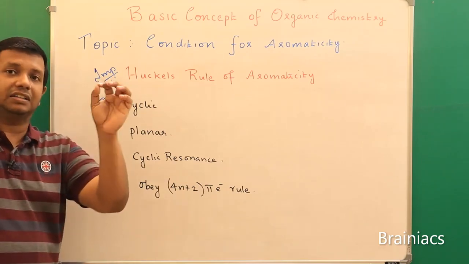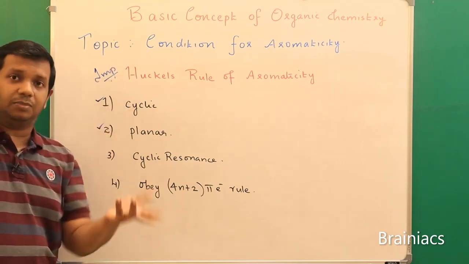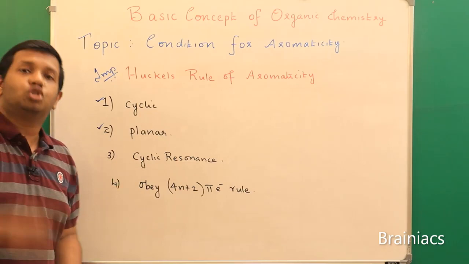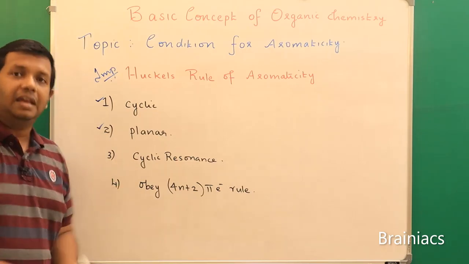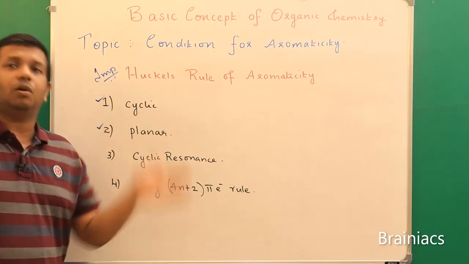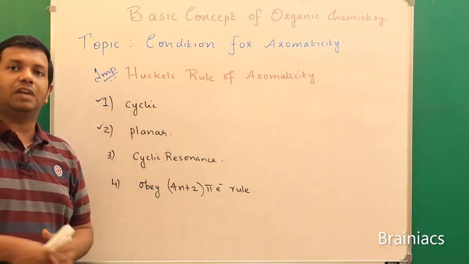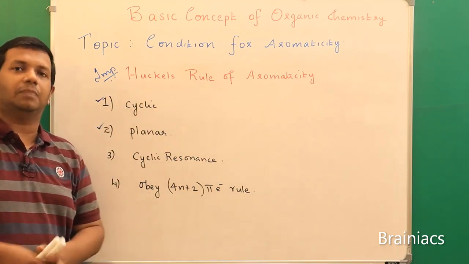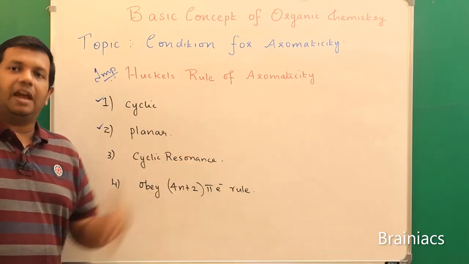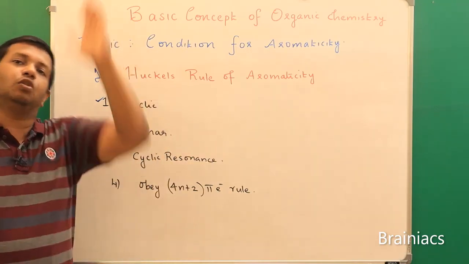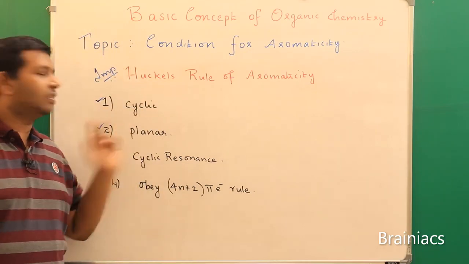that is, the carbon atoms or the atoms connected in the ring structure should lie in a single plane. That plane can be an inclined plane or horizontal plane or vertical plane, but it should be in one plane. It cannot be like one of the carbon atoms is in a vertical plane and the other carbon atom of the structure is in a horizontal plane. Not possible. It should be in one single plane.